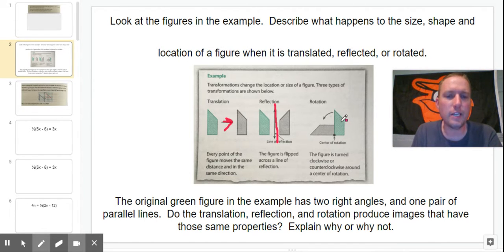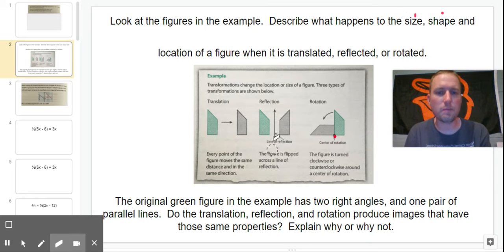And then when we have a rotation, here we have the original, and the figure is turned clockwise on a center of rotation, right here, this dot. It's kind of like when you play basketball and you have a pivot foot and you move on that pivot foot. Well, that's what's happening with this rotation. Here is the pivot. So again, it has the same size, same shape, but the location of the figure is changing. So the same answer for translated, reflected, and rotated can all be the same. The size and shape stay the same. Its location changes in all three.